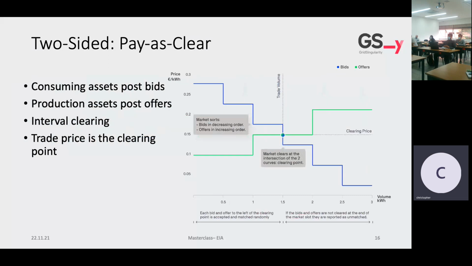Lastly, we have a two-sided pay-as-clear. So it's also a two-sided market. Here it's an interval clearing, where the market is cleared only a specific number of times per market slot. By default it's 3 times, but you can increase or reduce it as you wish. The idea is that it's an order book where all the bids are sorted in decreasing order and all the offers are sorted in increasing order. When both curves intersect, that sets the trading price and the trading volume.